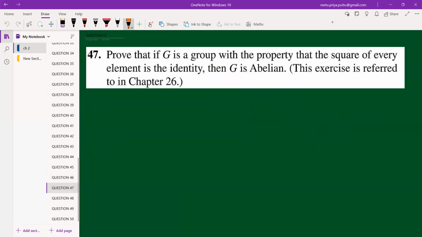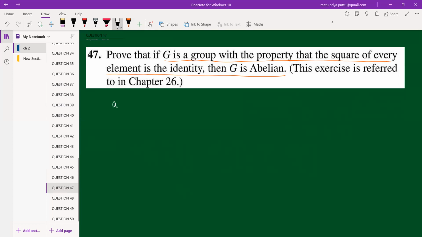If G is a group with the property that the square of every element is the identity, then G is abelian. You should keep this as a property in your mind, and it will help you in solving many questions. Whenever you get this, you can clearly say that G is abelian. So we have to show that whenever this is true, G is abelian.